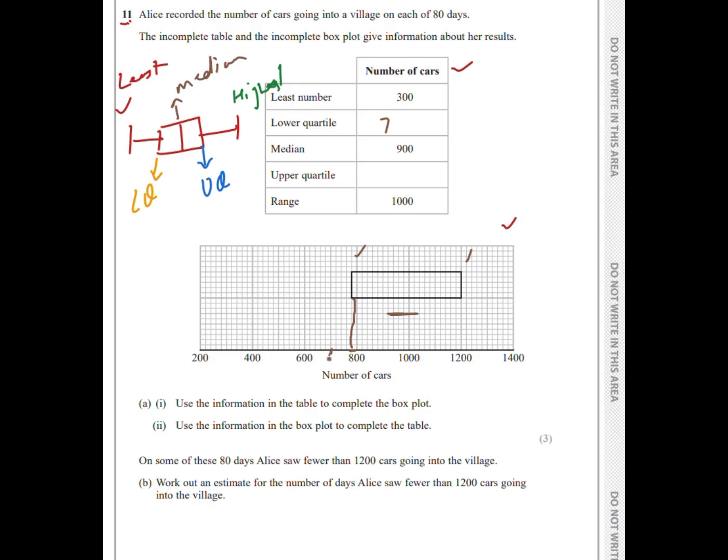So each 5 blocks is 100. So it means each one small block is going to be 20. So this is going to be 780. And upper quartile, if we look at it, is at 1200. Right? Now, we have completed the table.